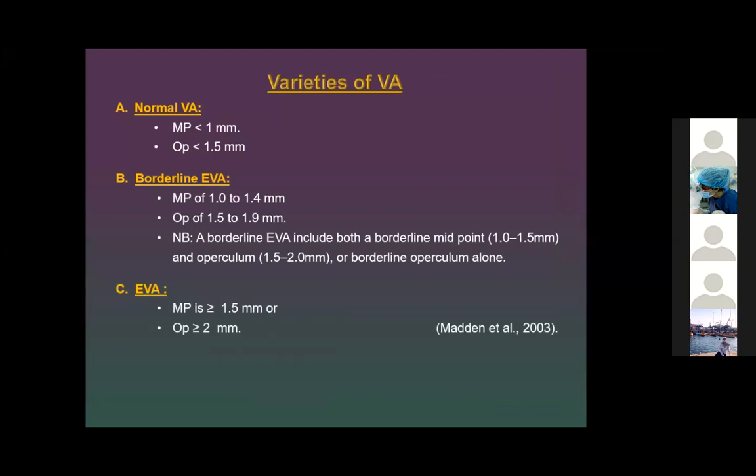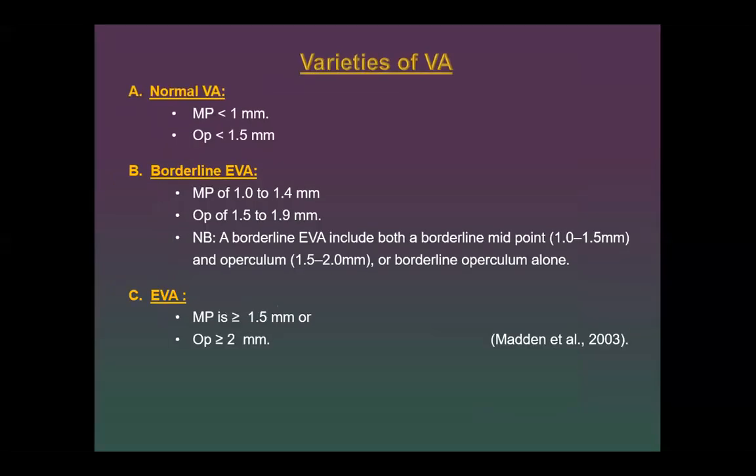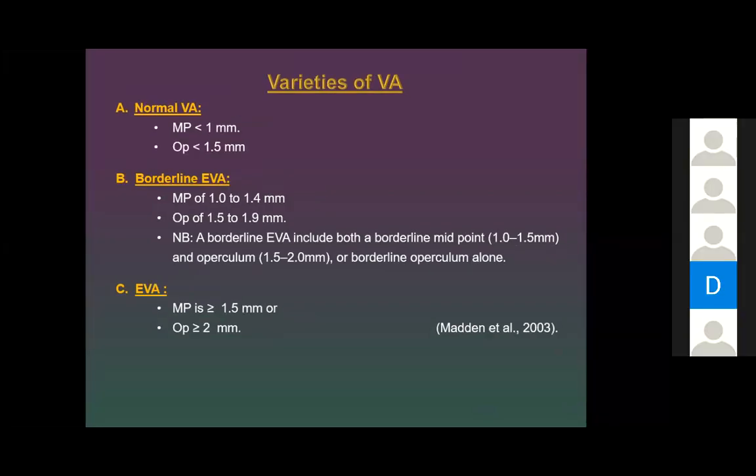So any patient with operculum more than 1.5 and midpoint more than 1 millimeter, it is EVA, either borderline or obvious EVA. And this patient is suspicious for hearing loss in future. So it should be kept under follow-up and under observation.